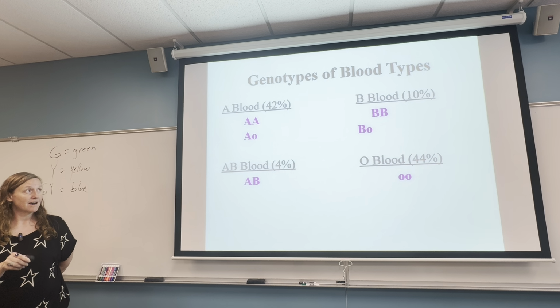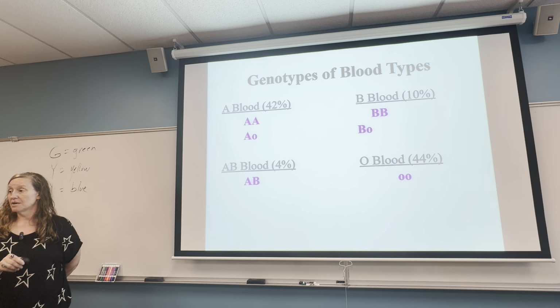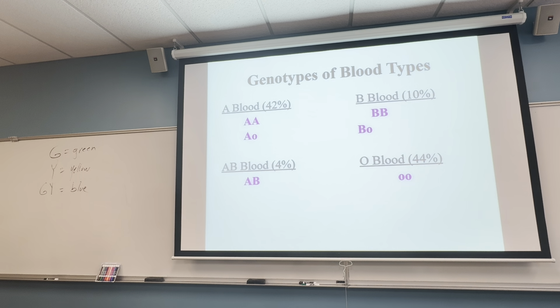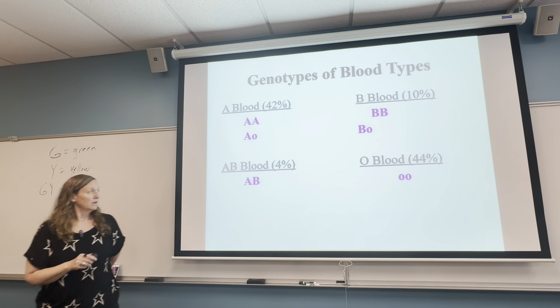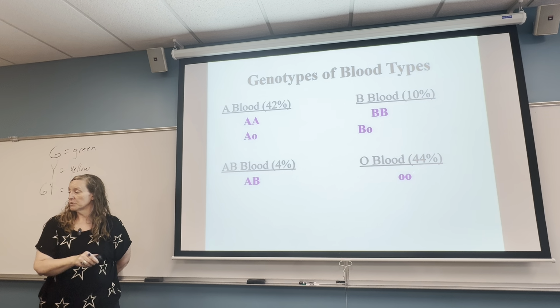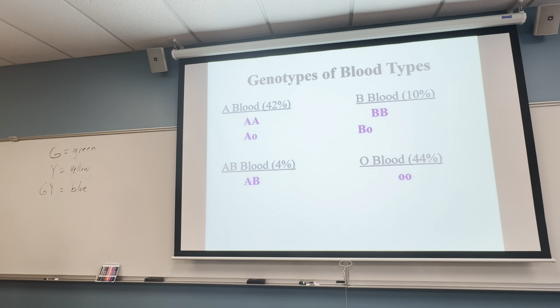B blood type, a lot less common with 10%. B blood type could be BB, two alleles for this trait, or BO, or again, OB. AB blood type is the least common, about 4% of the population. They have to have an A and a B, so the only genotype that someone with AB blood type can have is AB. And O blood type, because any dominant A or B would mask O, they have to be OO. O blood type's the highest, about 44% of our population.